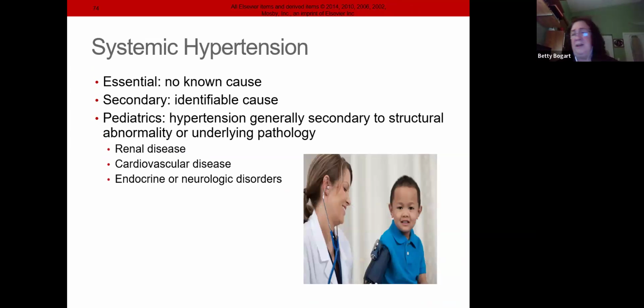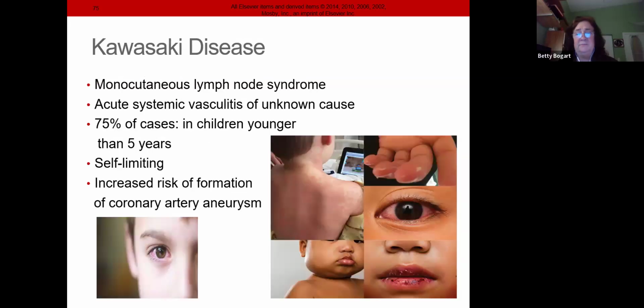When I first started in peds, we didn't do young blood pressures, but we have found out there are young children with hypertension. What does hypertension do to adults? It kills kidneys, right? So same thing here. Kawasaki. Kawasaki is an acute systemic vasculitis. That means the vessels get inflamed. Our biggest concern is the coronary arteries and an aneurysm.